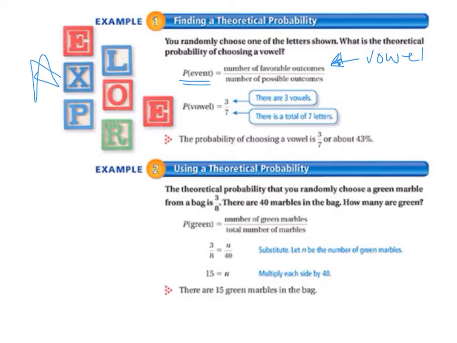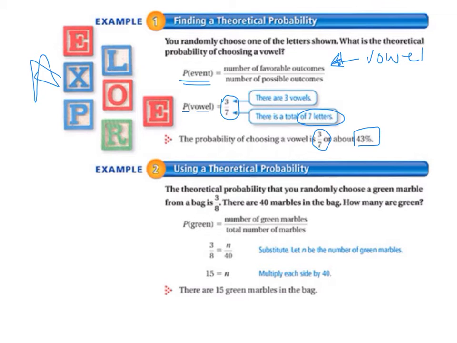So the probability of choosing a vowel equals 3 divided by 7, or 3 out of 7, because there are 3 vowels in a total of 7 letters. So the probability of choosing a vowel is 3/7, or about 43%. And we get that 43% by dividing 3 by 7.